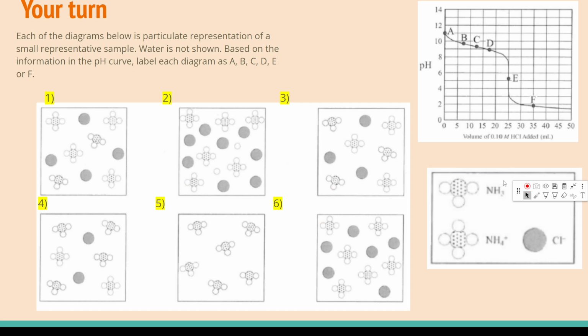Perfect. So here are the different images that represent different points of the graph. Make sure to use this key here. Look at all the letters. Decide which letter is to which number. So pause it. Are we ready? Here we go.